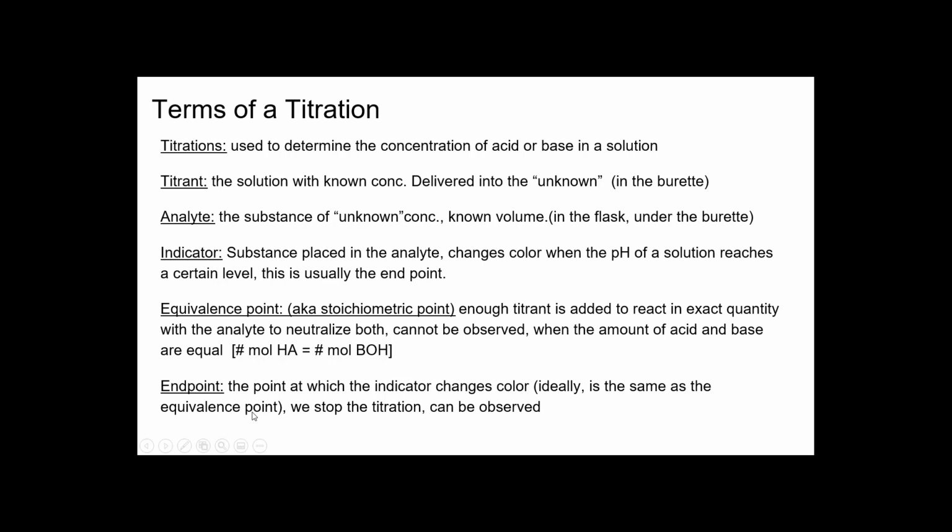Endpoint, the point at which the indicator changes color. Ideally, it's the same as the equivalence point. What does that mean? Sometimes the equivalence point and the endpoint do not match. They're completely off. So you have to make sure you pick an indicator, a pH indicator, that matches your equivalence point, or where it's supposed to be. If you do that, then these will match and you can stop the titration exactly at the same point.